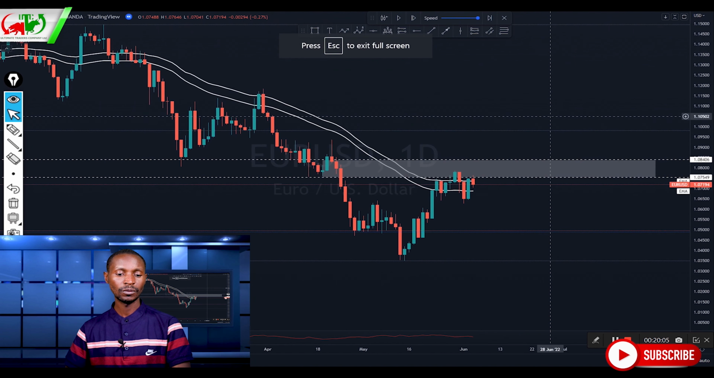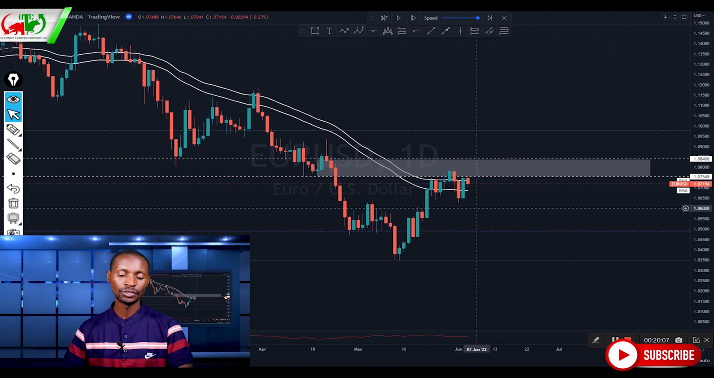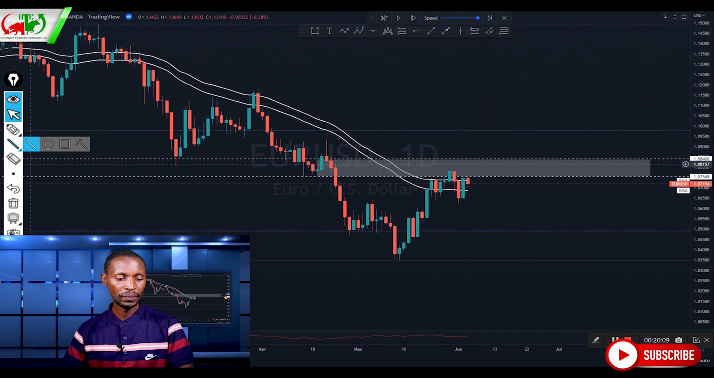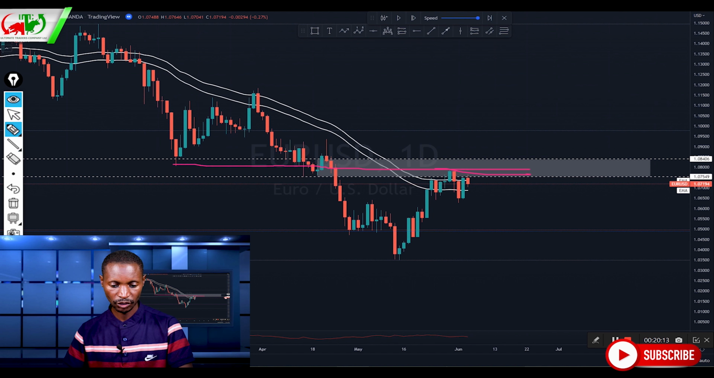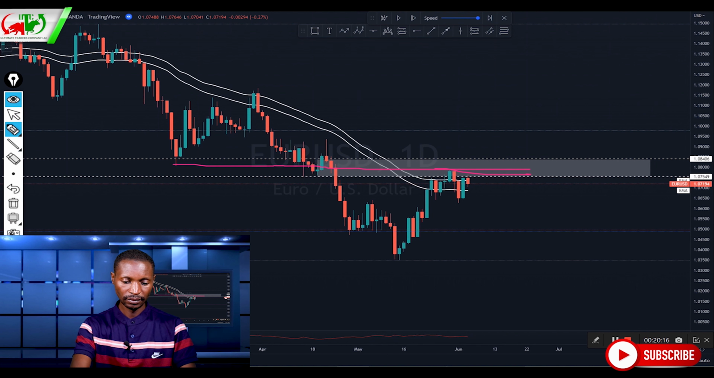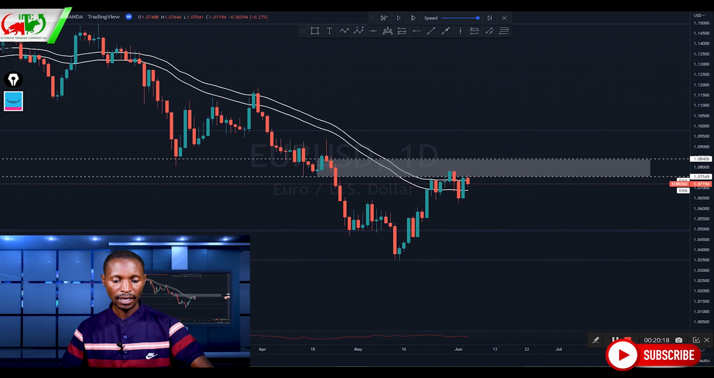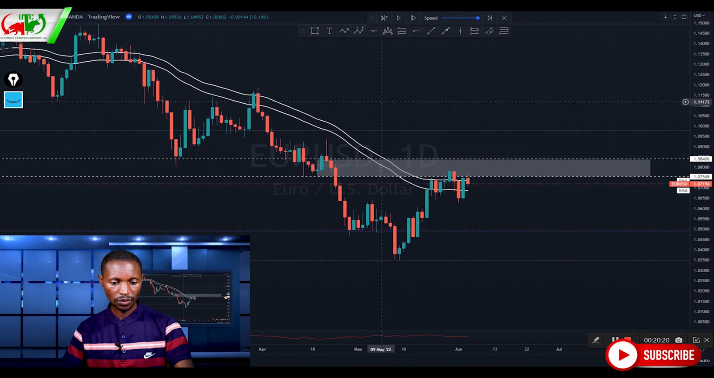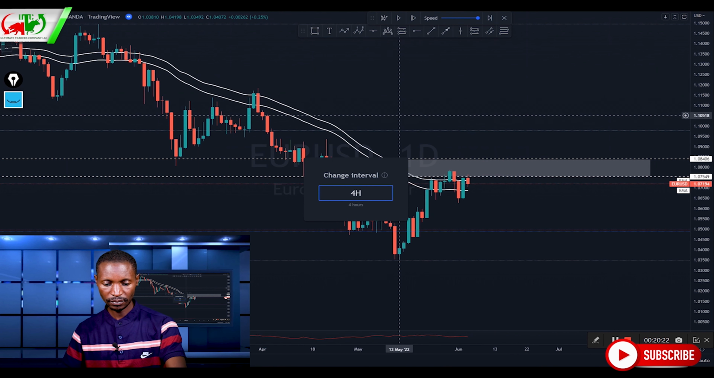Euro USD was in a downtrend by the 6th of June, and it was at this major resistance because it is a broken support which could act there as resistance. And let's go to the 4-hour. We have analyzed it.